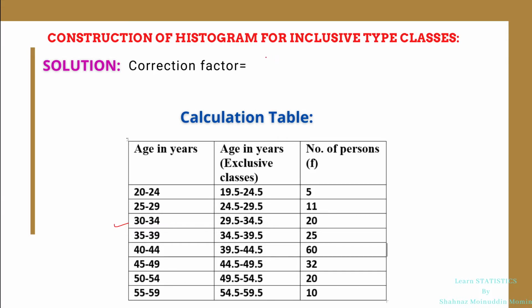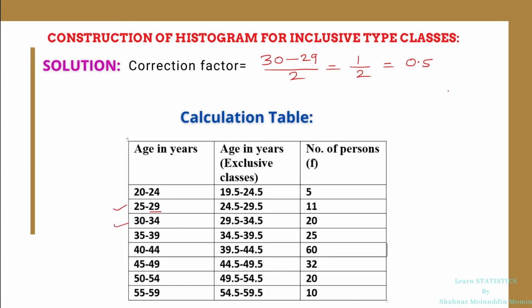Lower limit of third class is 30 minus upper limit of the previous class, means the previous class of second class, which is 29, upper limit of second class 29, divided by 2. So it comes out to be 1 upon 2, which is equal to 0.5. This is the correction factor.